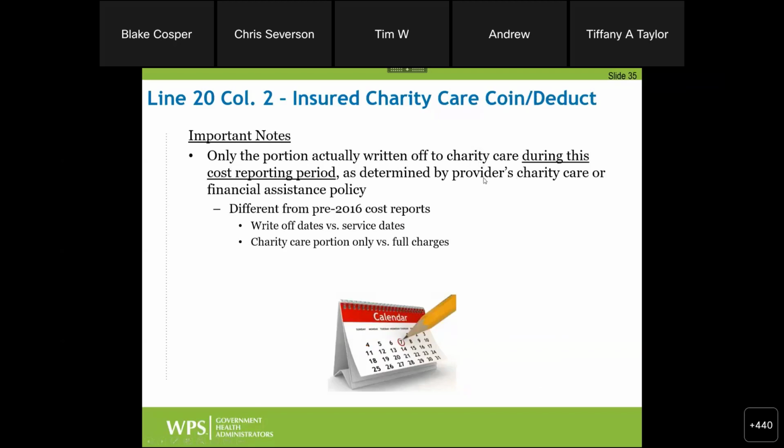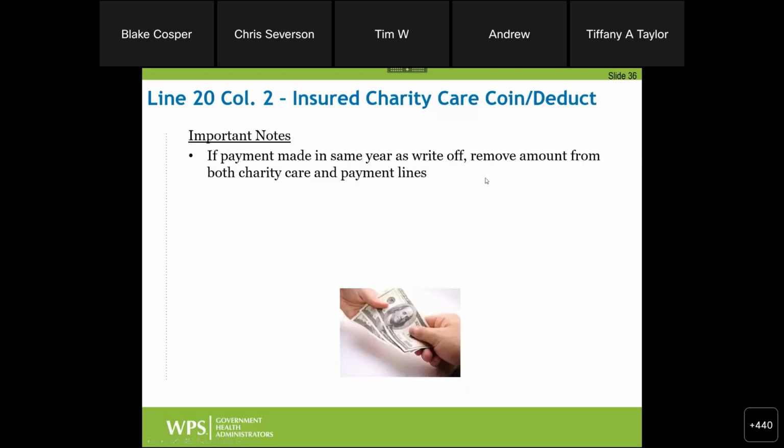Again, this has to be a write-off during this cost reporting period, regardless of when the service date happened. And the same payment rule comes into play: if it's the same year and you accepted the payment, both the payment and the charity care should be removed.